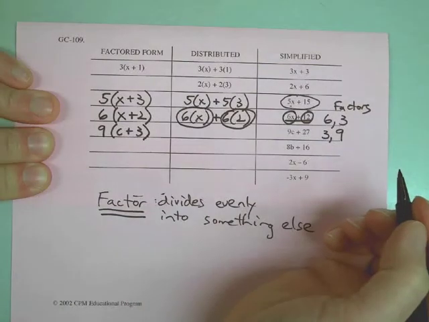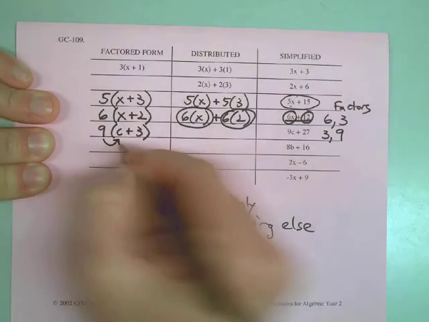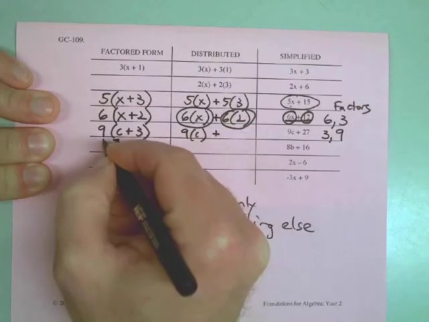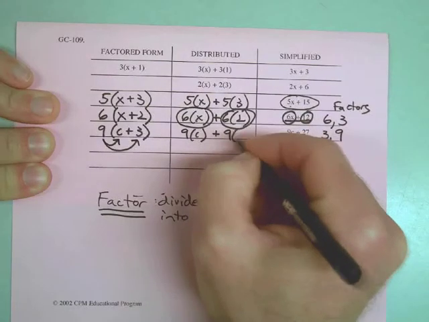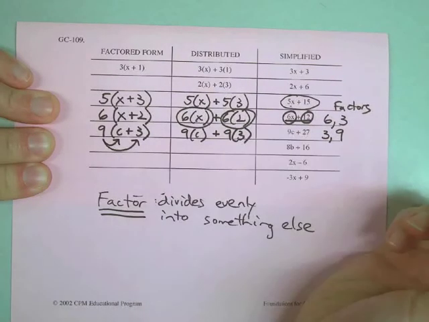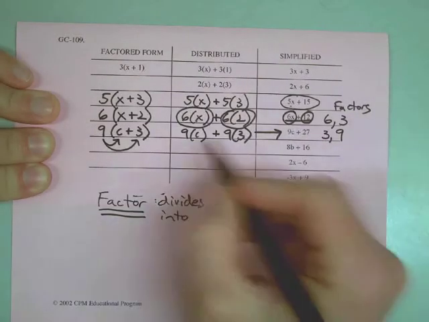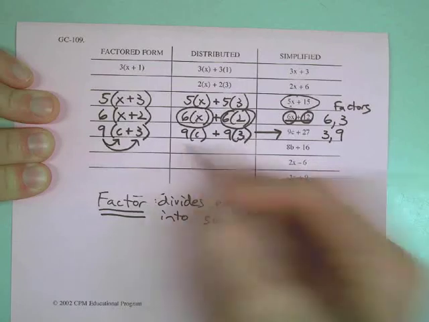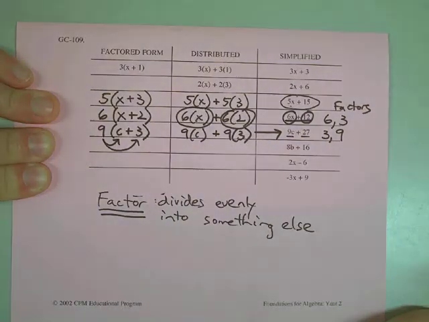Now for distributed form, I show the math. I show the distribution, so 9 times c, and 9 times 3. It rhymes. So it's easier to learn when it rhymes. That shows distributed form, and then once again, check your work by doing the math, or making those multiplications that are happening here, and we end up back where we started. That means you got it right. Okay?